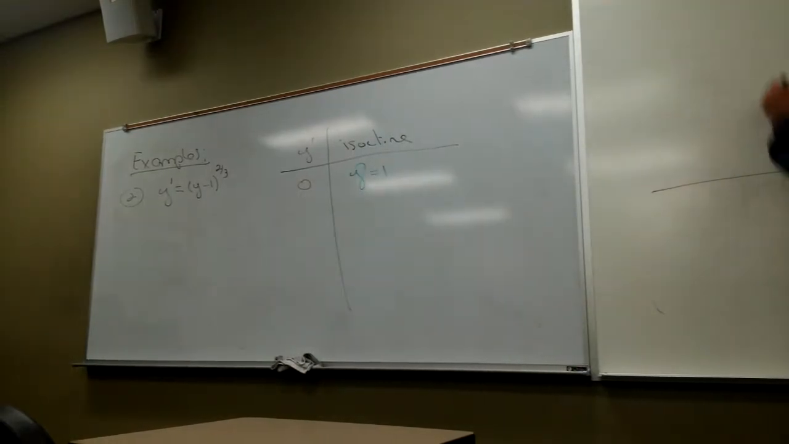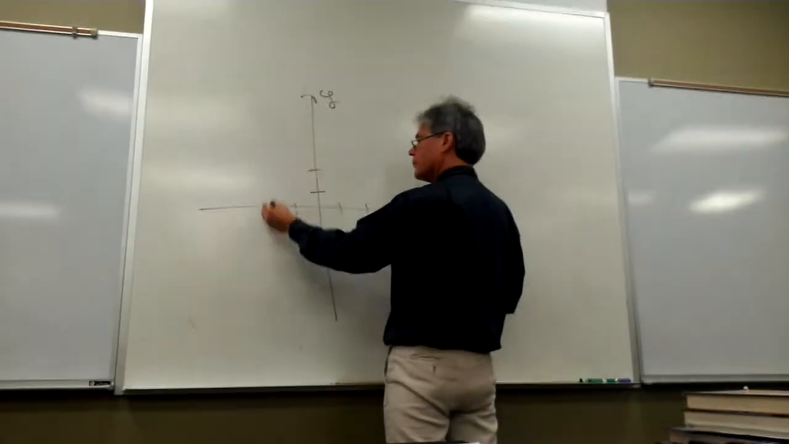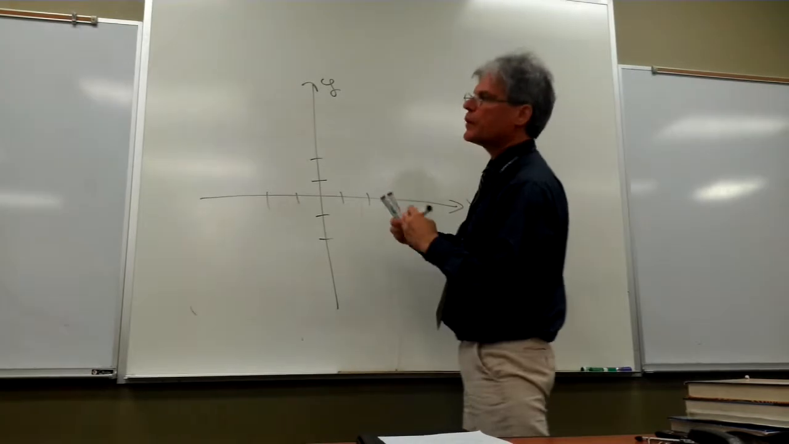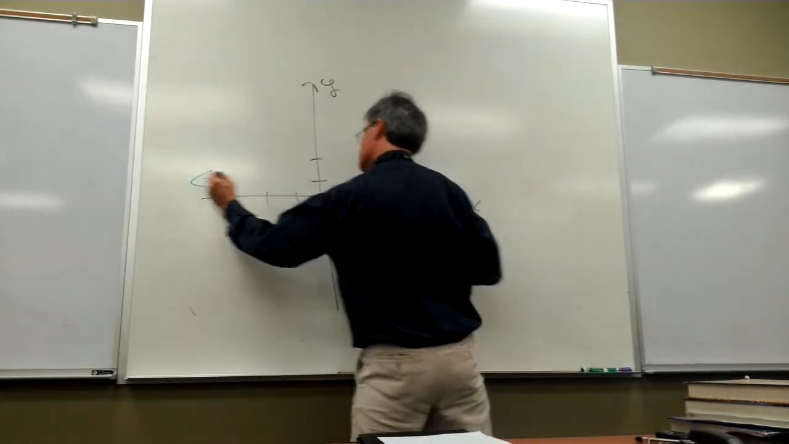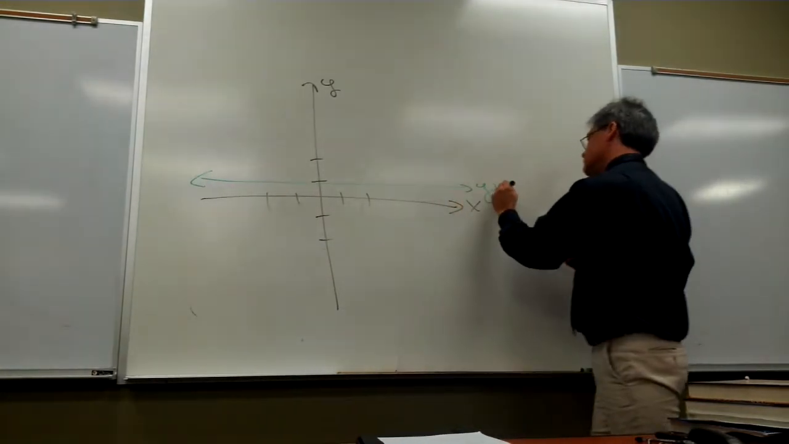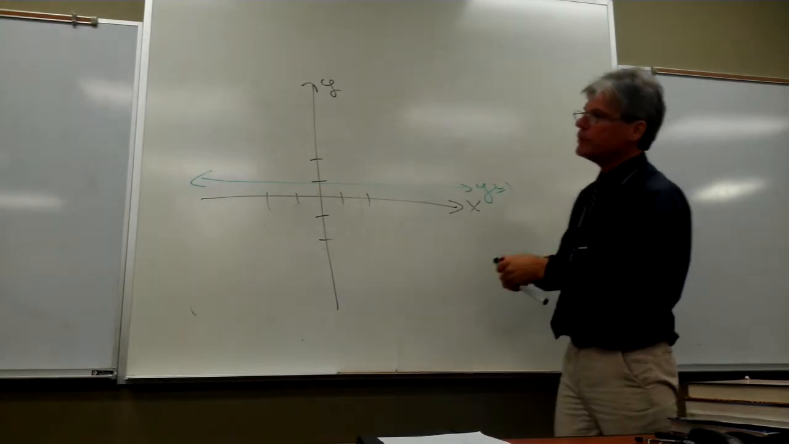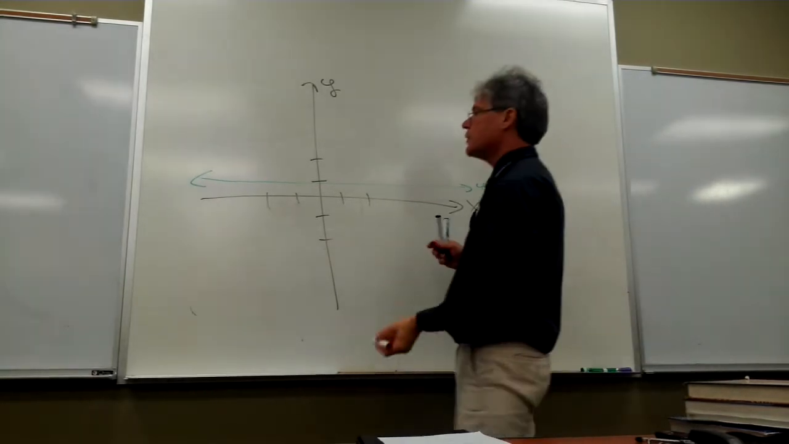X-axis. Y-axis. Let me put a few ticks in here, you guys. When I take a peek at this green line, y equals 1. If any solution passes through it, the slope of the tangent line is simply going to be 0.